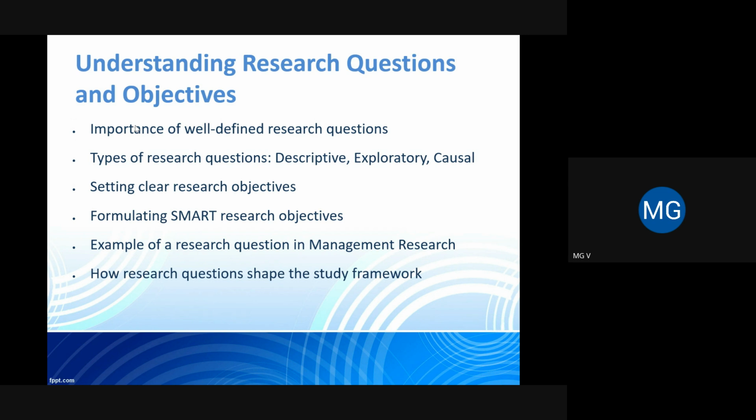So be careful of the spellings of causal. Cause, you will come first. If you write S first, it will become casual. So please do not write casual, it is causal, C-A-U. Setting clear research objectives, formulating SMART research objectives, and then we have gone through one example. If you want, I can repeat the example.